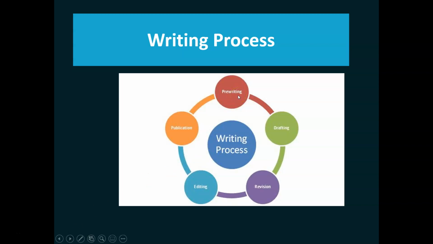First, pre-writing, which is where you generate and organize ideas. Second, drafting. Drafting is where you simply write your essay or a paragraph, whatever you're writing. And it should be complete, but of course not perfect. Revision or revising is where you make changes to the organization or ideas in your writing. Editing is where you check the grammar, vocabulary, and mechanics of your writing. And publication is where you publish or maybe turn in your piece of writing.